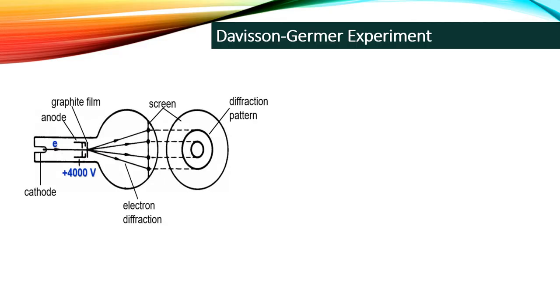Davisson-Germer experiment. According to the previous suggestion by de Broglie, Davisson-Germer tried to prove it. They did an experiment of electron diffraction using a Teltron tube. This figure shows the electron beam used by Davisson-Germer. The electrons are accelerated to a very high speed across the anode and cathode, which gives them a very high kinetic energy.